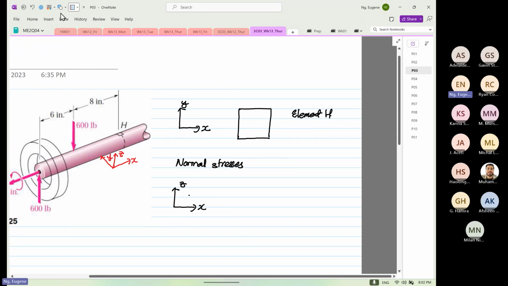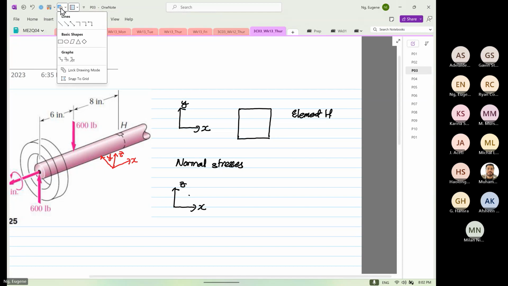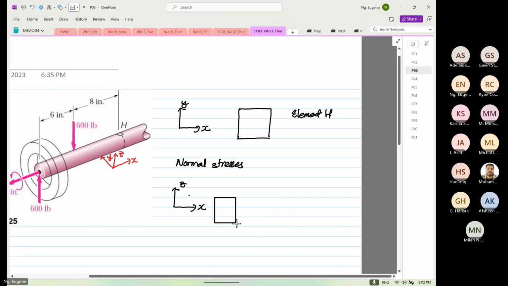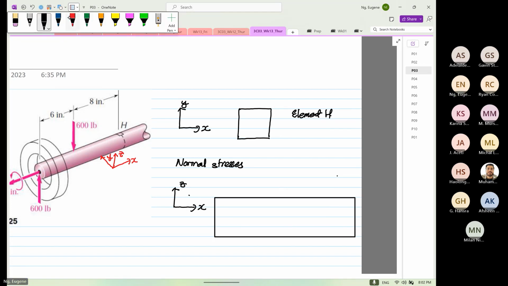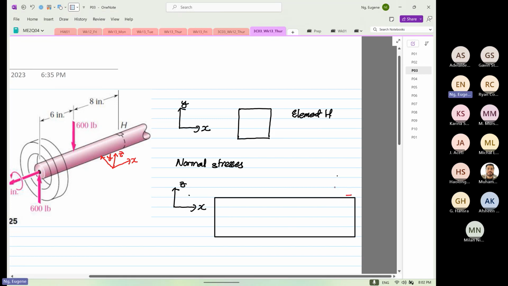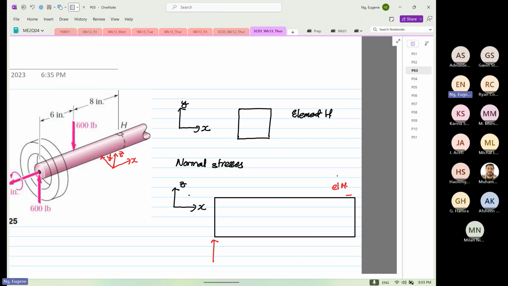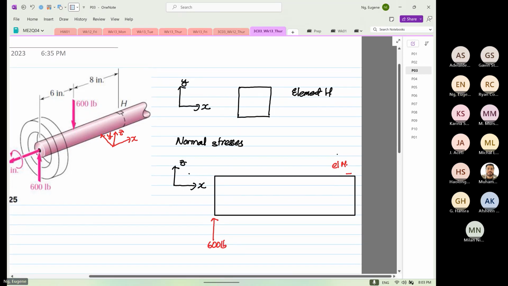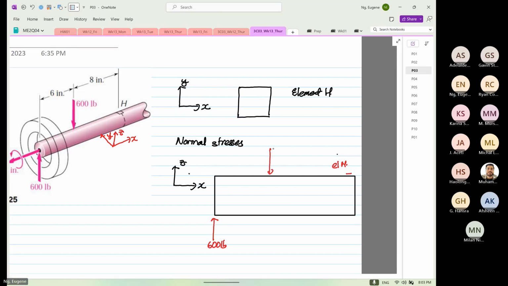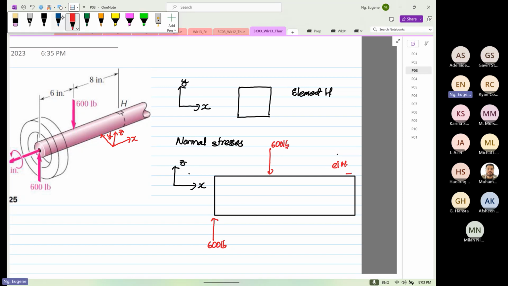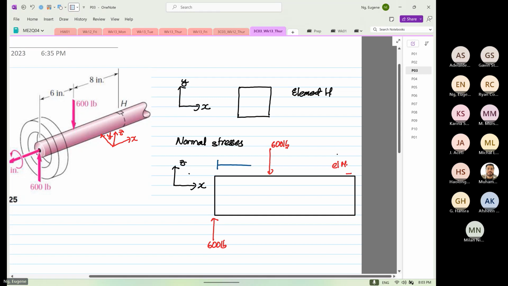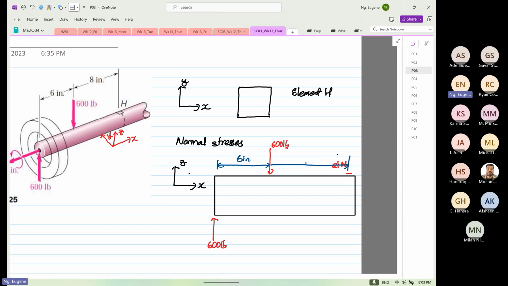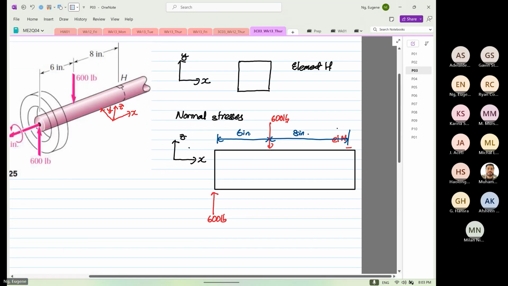So I'm going to sketch the shaft. This is our shaft, and over here at the top, this is our element H. We have a force acting at 600 pounds, and we have another force coming down here at 600 pounds. We are given the distance from here to here is 6 inches, and the distance from here up to element H is 8 inches.